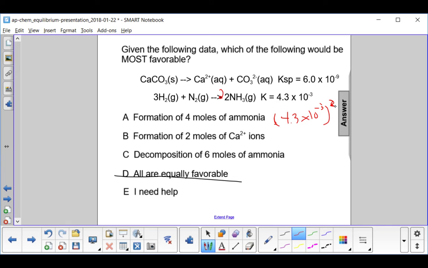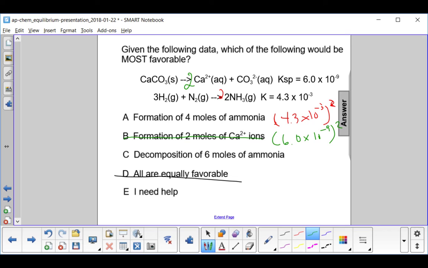Formation of 2 moles of calcium ions. So again, I'd have to double this to get 2 moles of calcium ions. So 6.0 times 10 to the minus 9th, and that would also be squared. So I think you can see here that B is going to be much smaller, right? Negative 9 times 2 makes a much smaller number than negative 3 times 2. So we can also get rid of B.